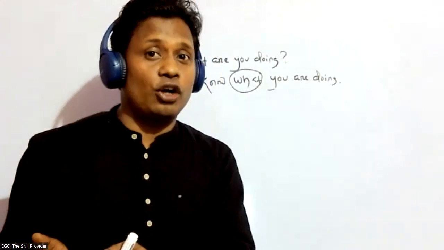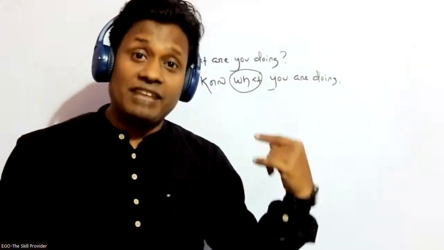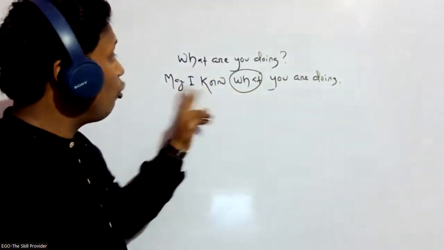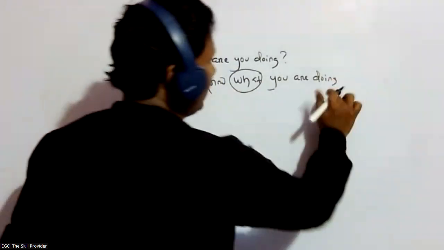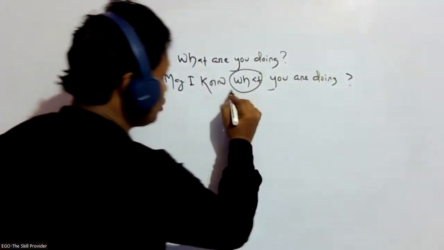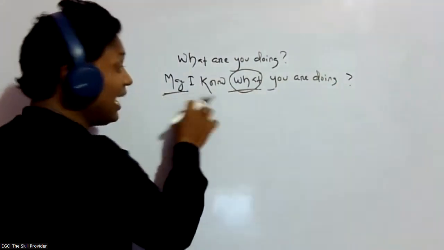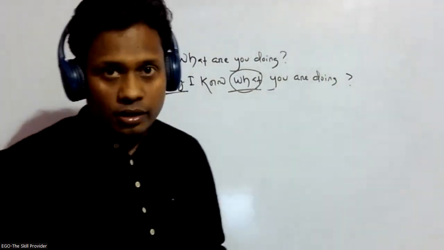Whenever you are adding the second clause, you are acting as a primary one. The primary part, obviously, look, the sentence will be like this: May I know? Then a question, okay.